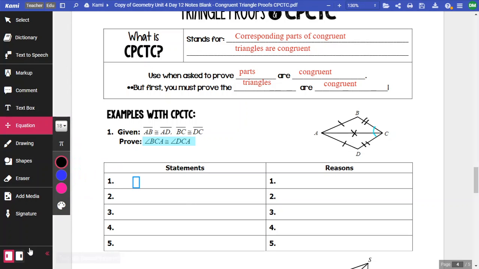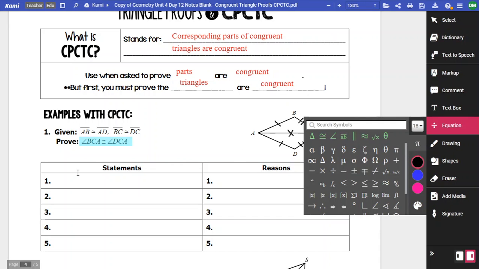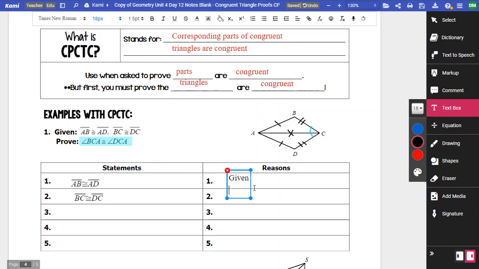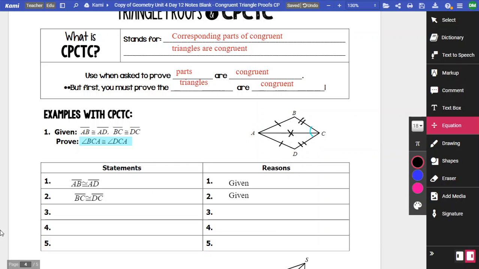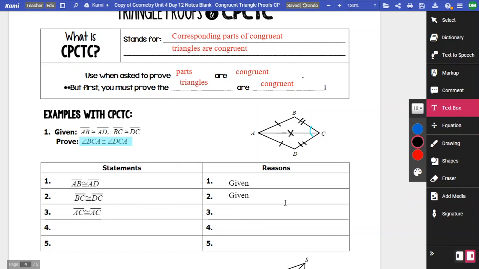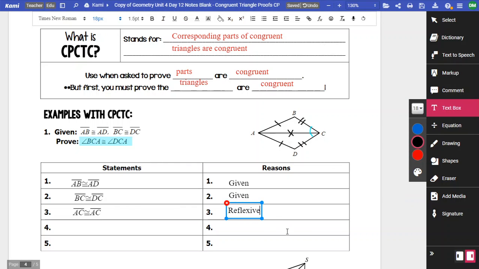So we can say that segment AB is congruent to AD. And we can also say that segment BC is congruent to segment DC. So BC and DC, and these were both given to us. And then we saw along the way that this segment AC is congruent to itself. So AC is congruent to AC. And that was by the reflexive property because it's the same thing as itself. And that's enough to show that these triangles are congruent.